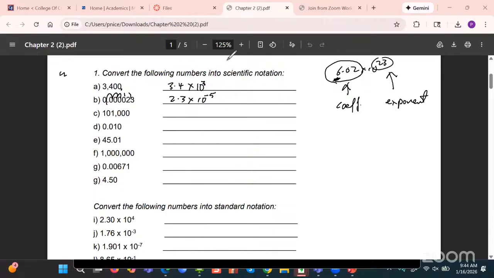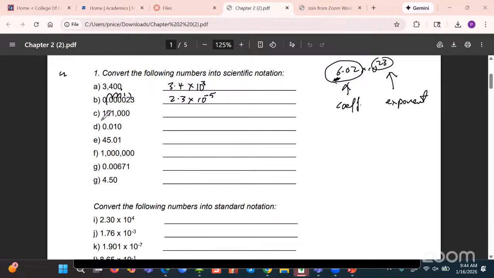So basically, if you're moving the decimal point to the left, then the exponent is going to be positive, but if you move it to the right, it's going to be negative. Therefore, the answer for B would be 2.3 times 10 to the minus 5. Any questions about this one? Okay.